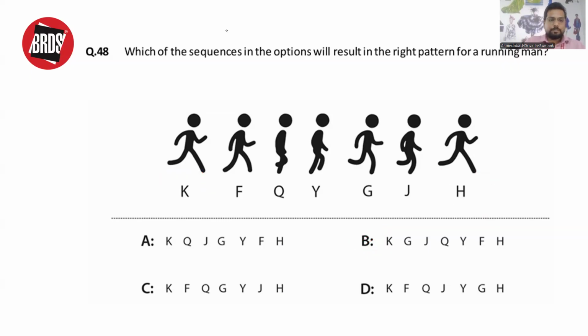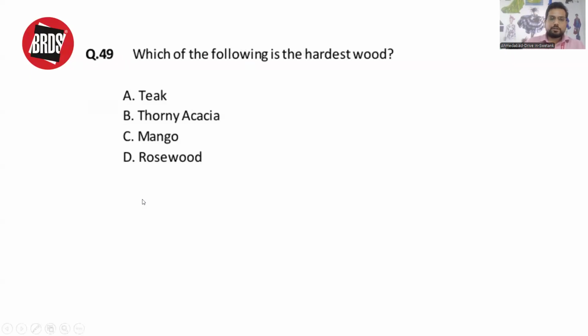Moving ahead to the next one, question number 49, which of the following is the hardest wood? Again, a question based on flora and fauna. The correct answer for this one is rosewood. For this one, you have to know a bit about the material, and through that you can get the answer for this question.